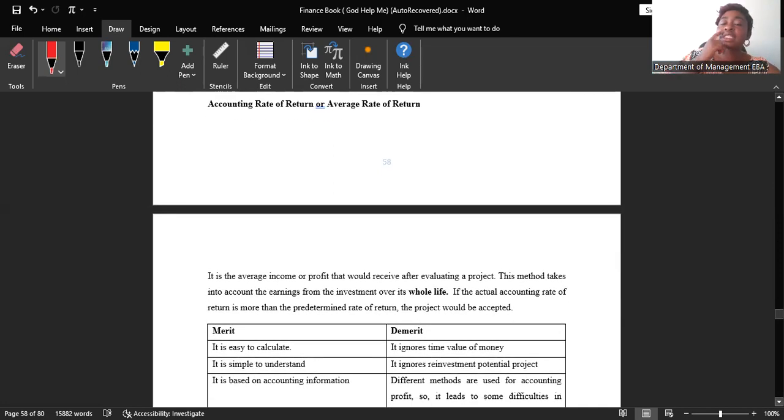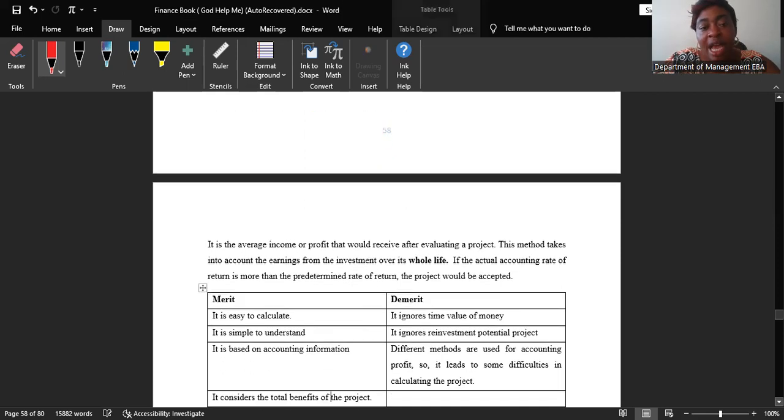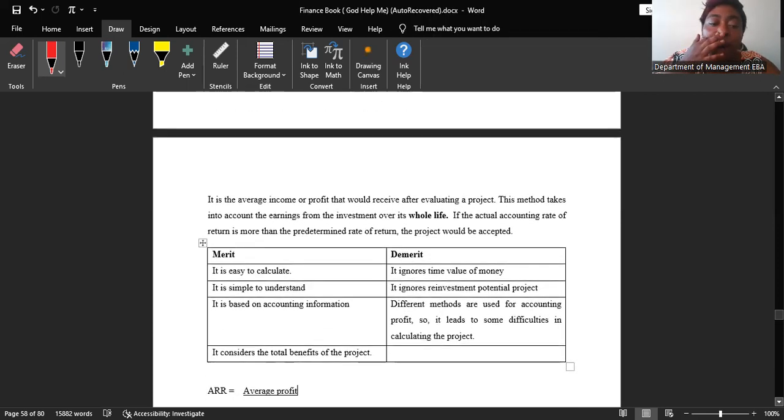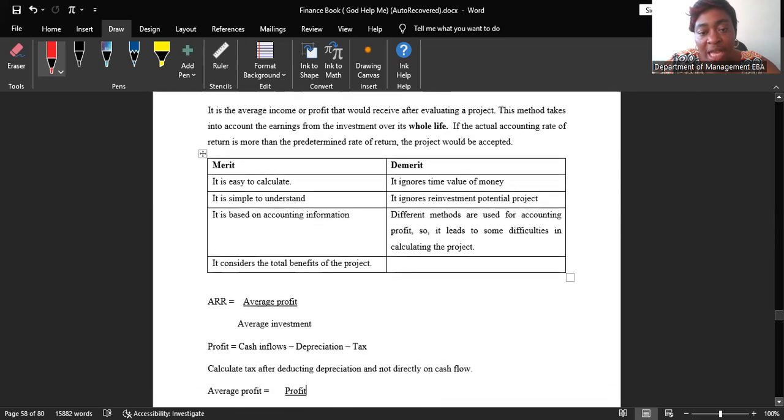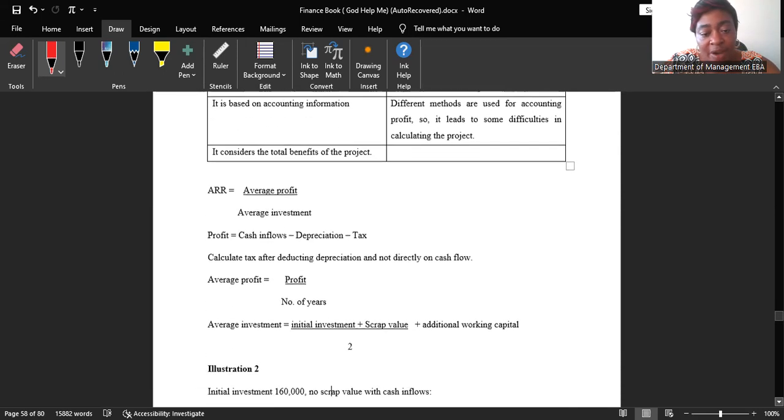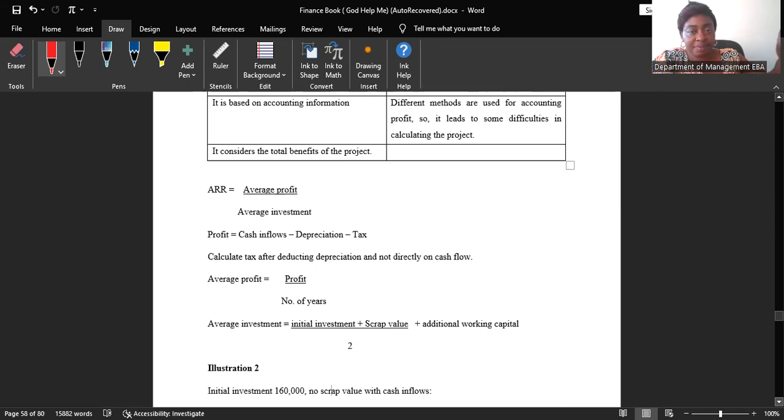Now this type of evaluating a long-term investment involves looking at the entire profit or return we are going to get on the project, then deciding based on it. It's among the traditional methods, and therefore it is easy to calculate and easy to understand. It's based on accounting information, but it also ignores the time value of money, which is very important in finance. Okay, all right. So this is the formula.